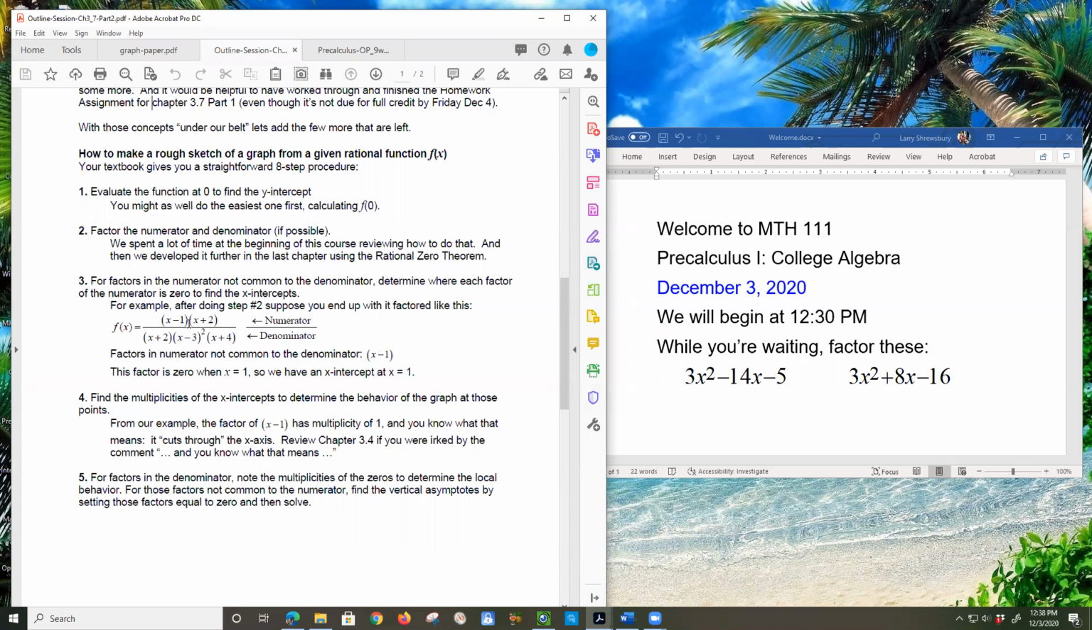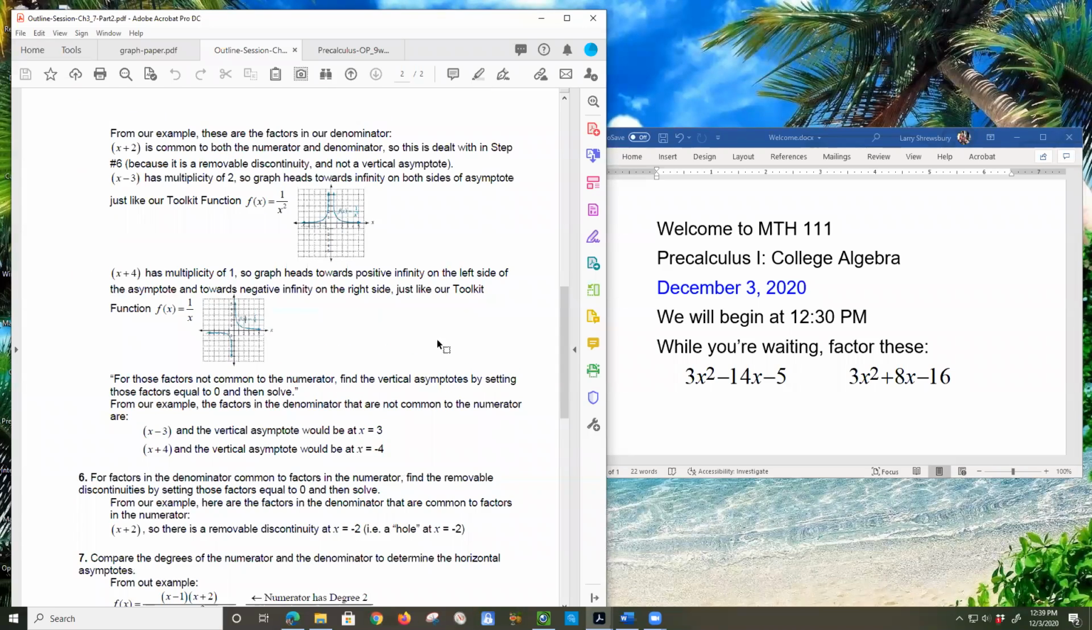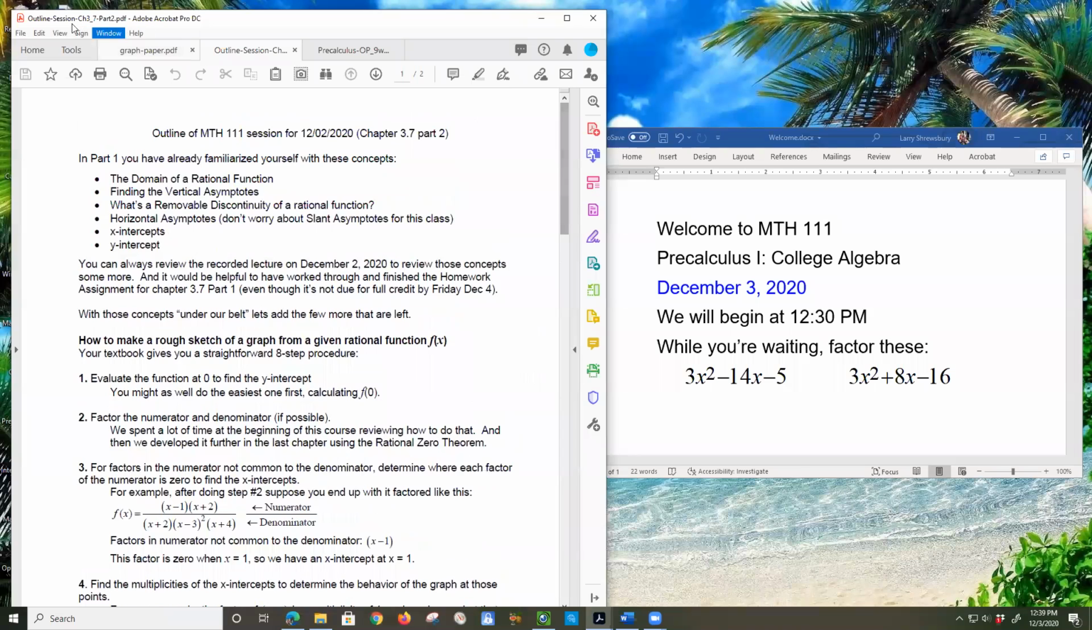Okay, now that you got that, not to insult you, but just make absolutely sure you remember this is the numerator, this is the denominator, these are the factors. So it makes sense, we say for factors in the numerator not common to the denominator, that would be like x minus 1, because there's no x minus 1 down there, determine where each of those numerator factors are 0. And you're going to find the x-intercepts. So let's go, whoops. I didn't mean to do that. Let me change this so it doesn't jump on me like that.